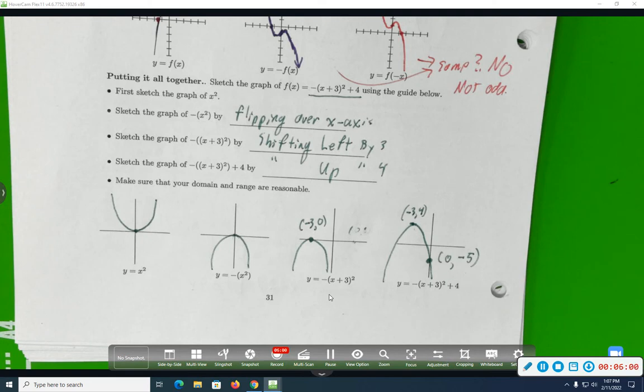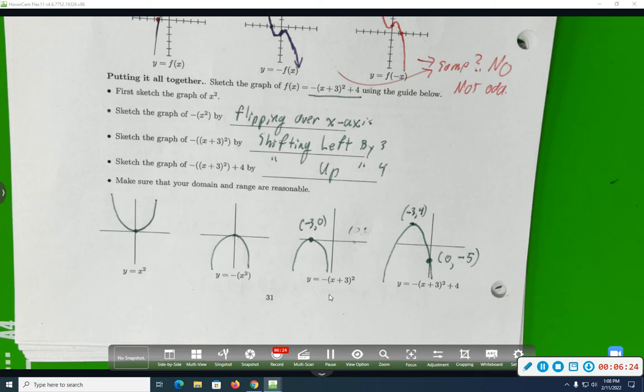So you take this, you shift it left 3. So you end up with something like that. You then go up 4. You end up with something like that. You flip it over the x-axis. You end up with something like that. Is that the same as the thing that we just graphed? So somehow, order makes a difference.